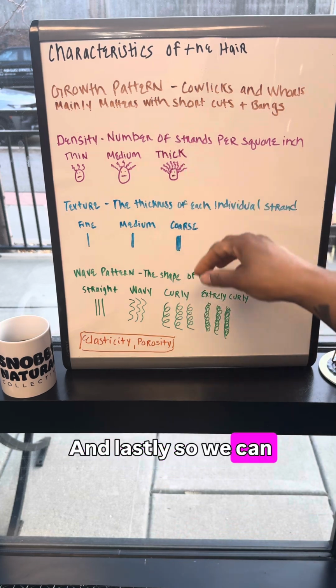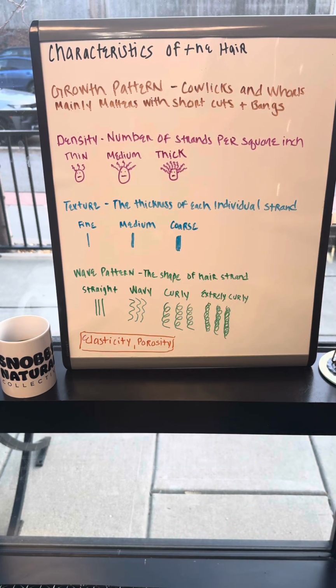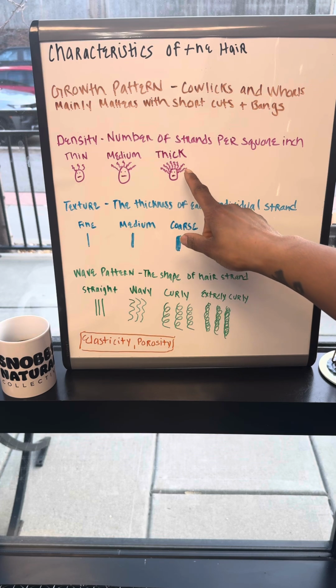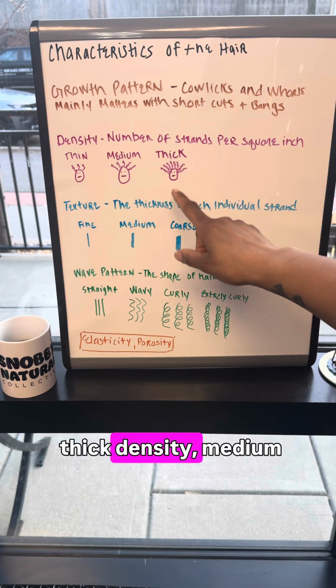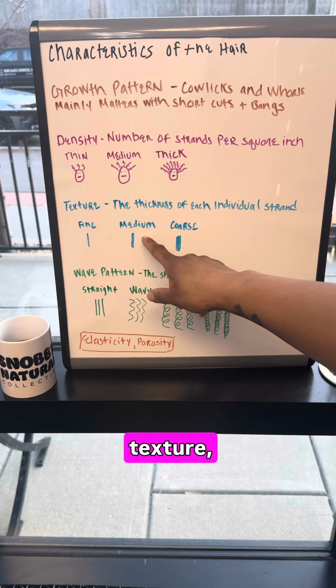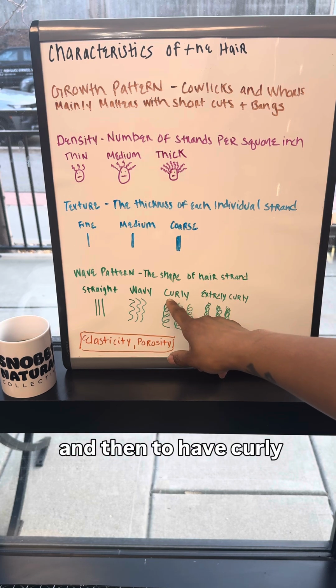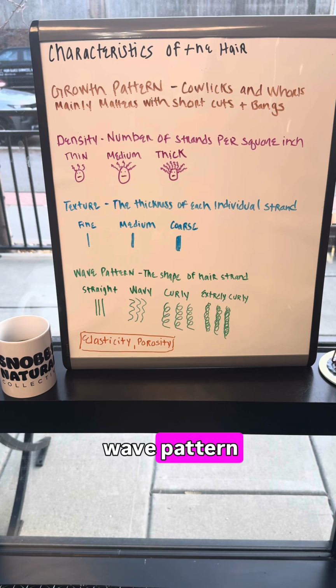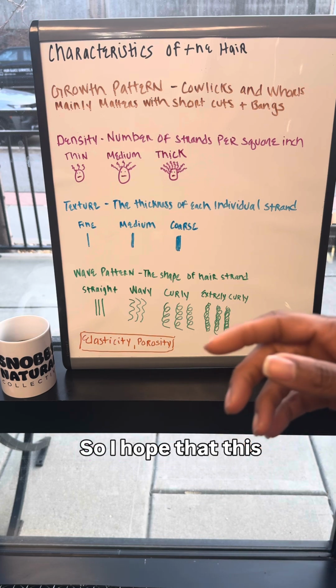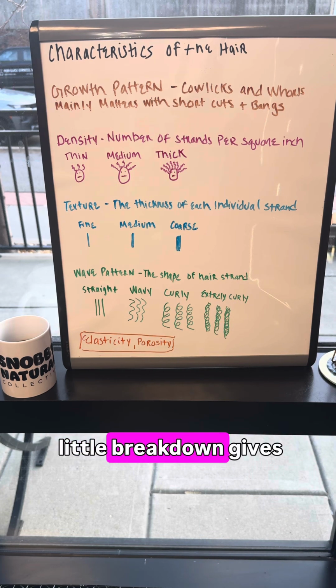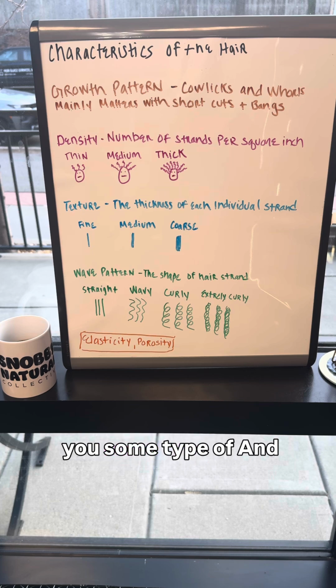And lastly, so we can just kind of touch all of them, it is possible to have thick density, medium texture, and then to have curly wave pattern, right? So I hope that this little breakdown gives you some type of understanding and clarity as far as why it's unfair to just put your hair in a chart.